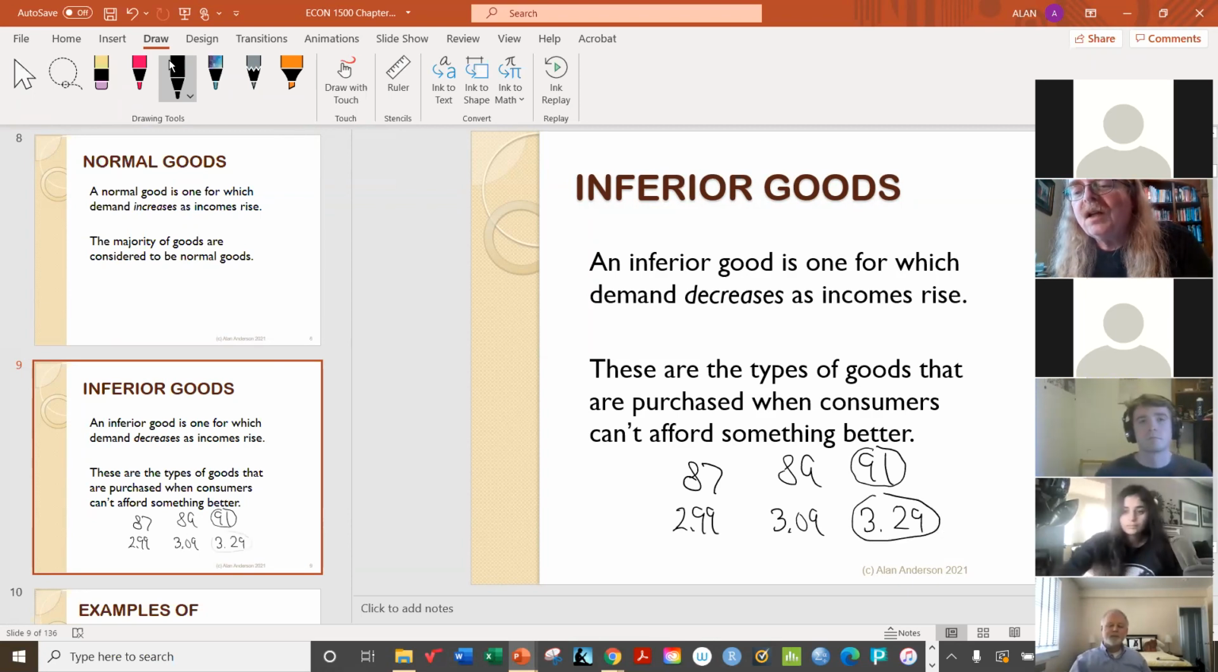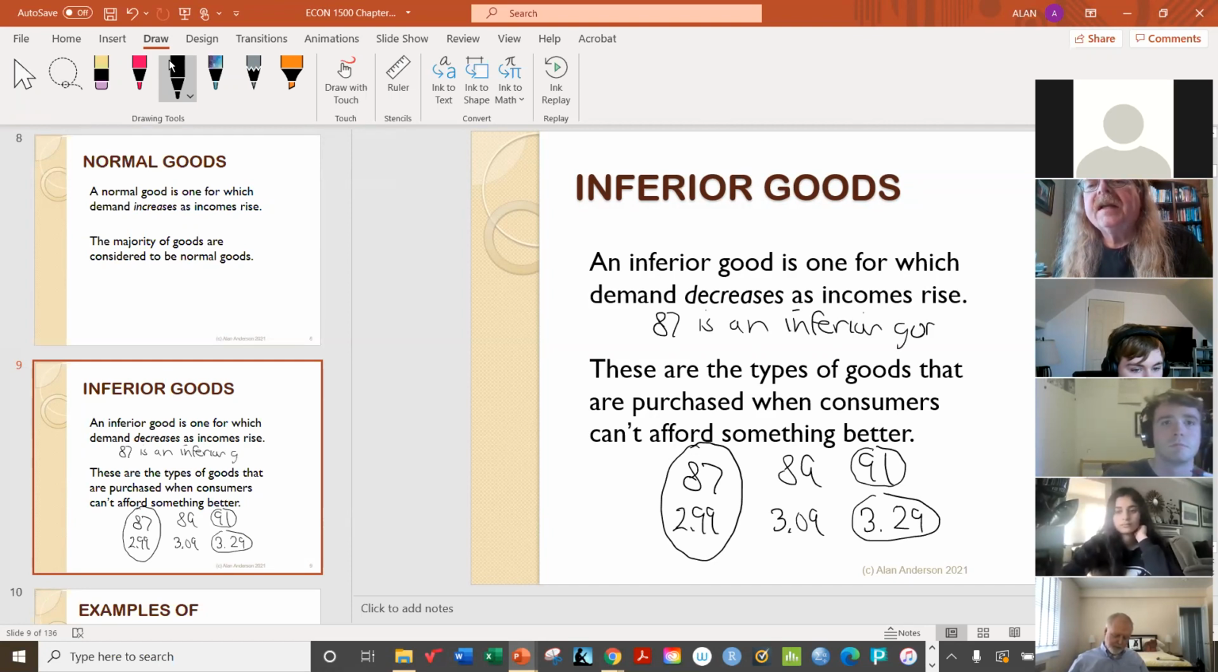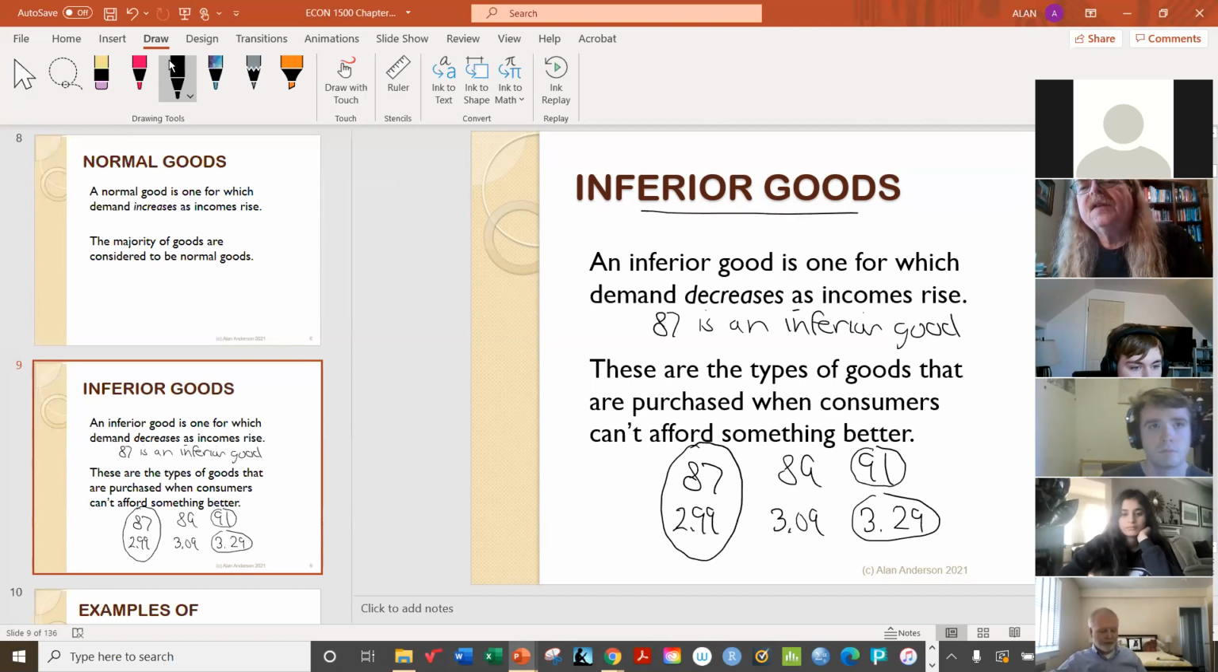So if you're a poor, struggling college student, which of these are you likely to buy? The 87. That's right. But once you graduate and you have a real job, which one are you more likely to buy? Like 89 or 91. That's right. So if people buy less 87 when they have more money, then we can make the case that 87 grade gas is an inferior good. You're only buying it because it's cheap. When you get more money in your hands, you're going to buy less of it. And if that's the case, we classify that as an inferior good.